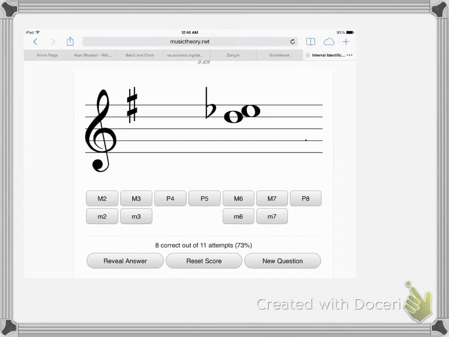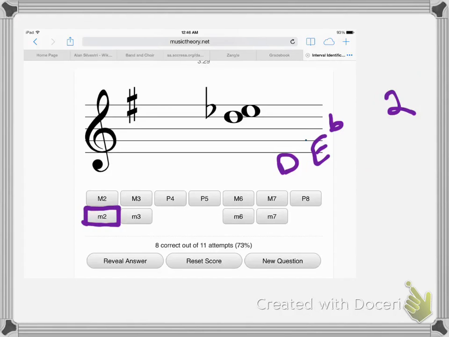This is a D to an E flat. It's obviously a second because they're right next to each other. And when you start on D and you go up the scale, a D flat is not in the key signature, so it is a minor second.